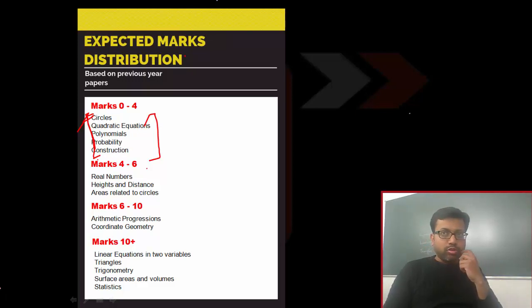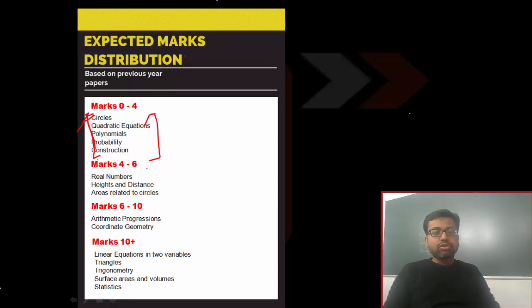Now, in coordinate geometry, you have to be very thorough with drawing graphs, locating the points, marking the axes properly, writing the scale properly, and the same holds true for linear equations in two variables. You have to be really correct in the way you draw the graph, because that is where you would be able to score. So the graphs have to be very neat.